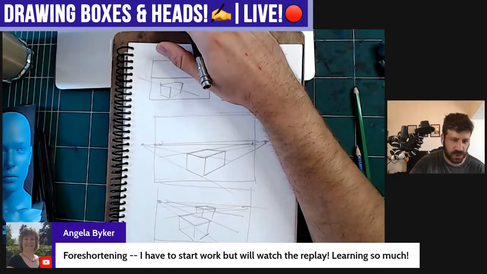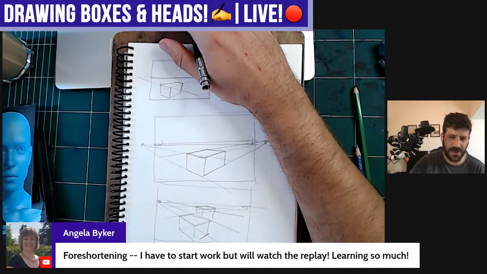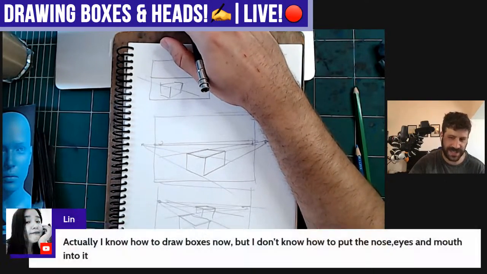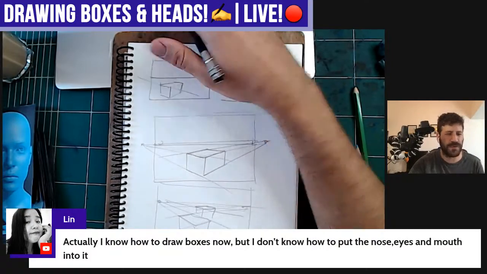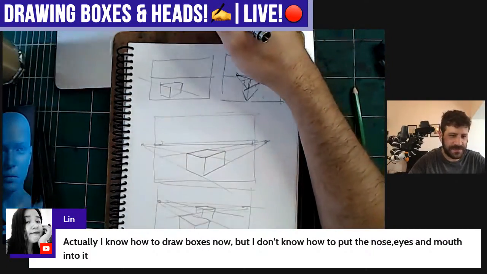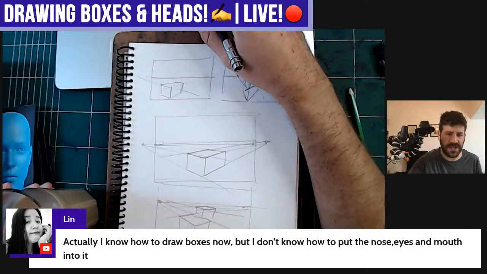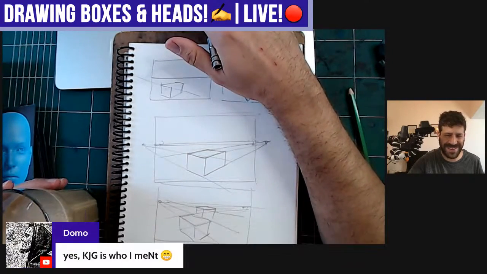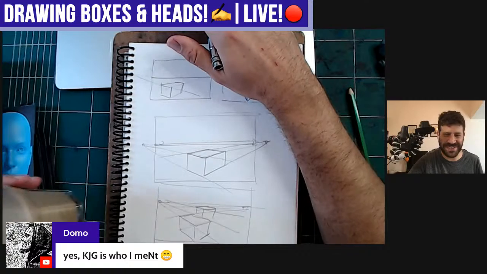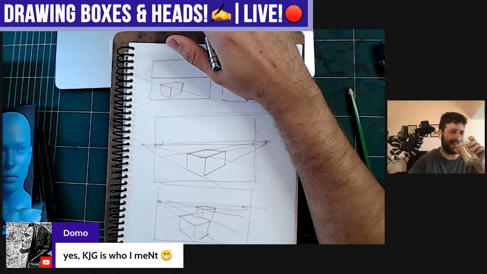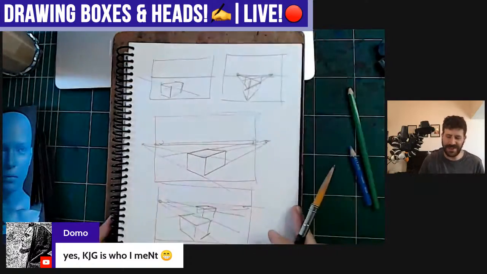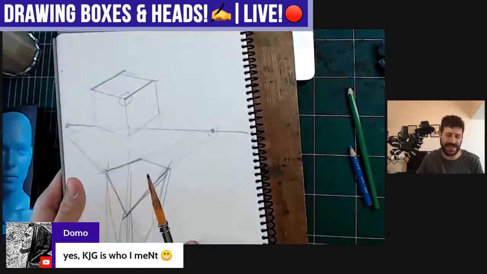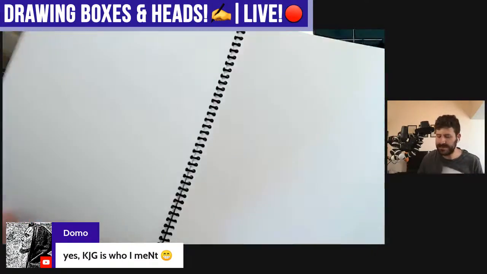Angela says she has to start work, but will watch the replay. Yes, there's a lot of foreshortening happening here. Yes, that is the concept that is more familiar to people who paint. Lynn says she knows how to draw boxes now, but doesn't know how to put the nose, eyes, and mouth into it. Okay, we'll talk about that. Kyutuki, yes, he's a genius. That's like a dream that I don't think will ever happen. This guy looking at things from a super young age and analyzing them in his mind is incredible.